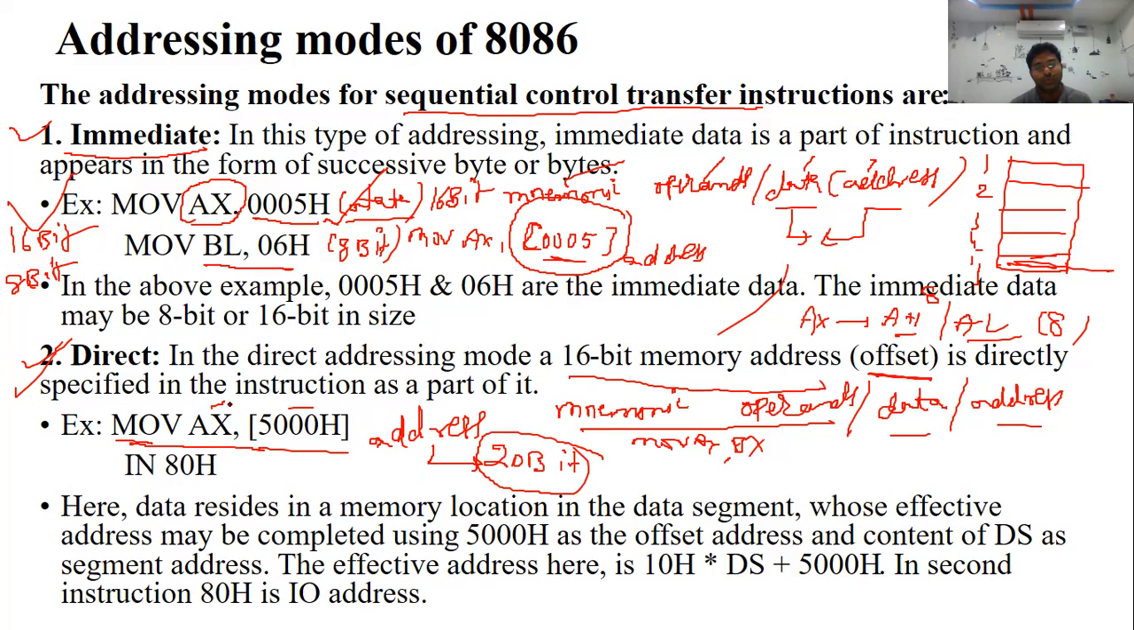But this is MOV. What is the instruction for? MOV means a copy instruction. So this 5000H is copied to the AX register. What is the register size? 16-bit only. You know that very well from the memory example.